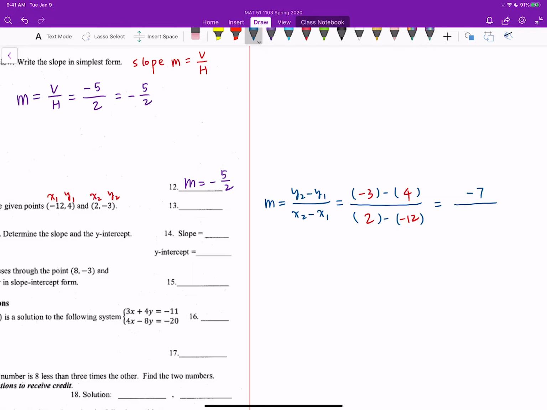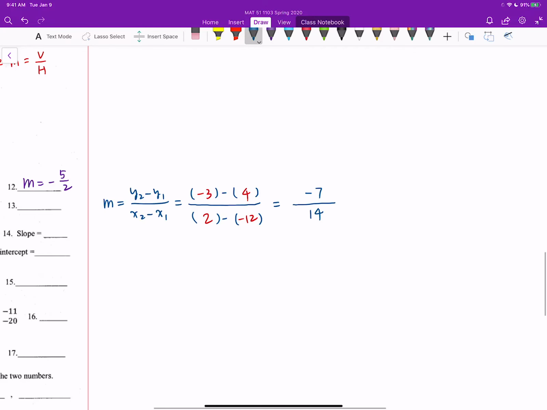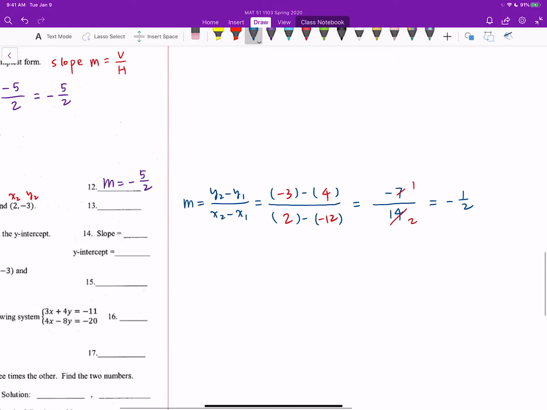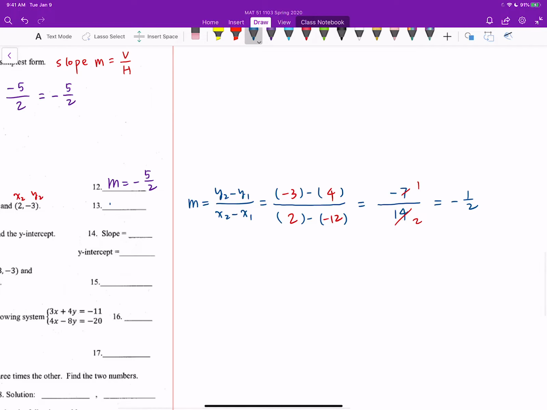On the bottom, 2 minus negative 12, it's the same as 2 plus 12, that is positive 14. Let's simplify this. 7 and 14, you could actually divide them and simplify. I could divide 7 by 7, that cancels out and becomes 1. I divide 14 by 7, that's going to give me 2. Therefore, it can be reduced to negative 1 over 2. And that is the slope. Let me write it over here. M equals negative 1/2.